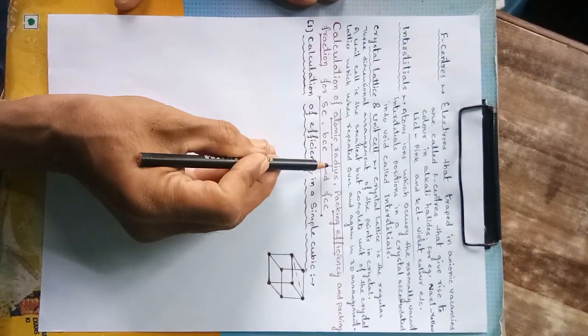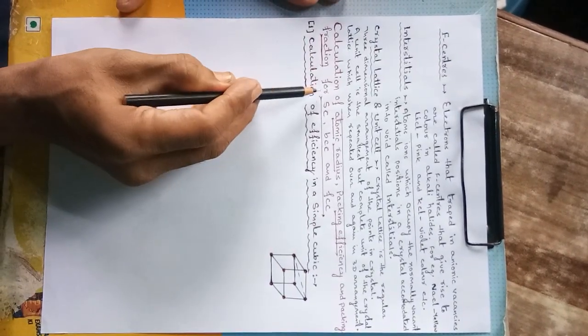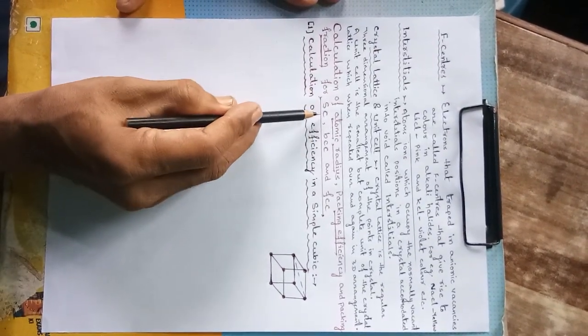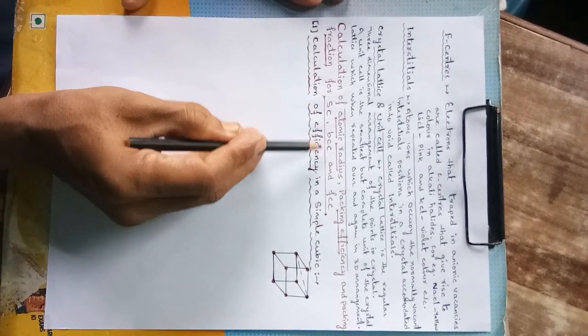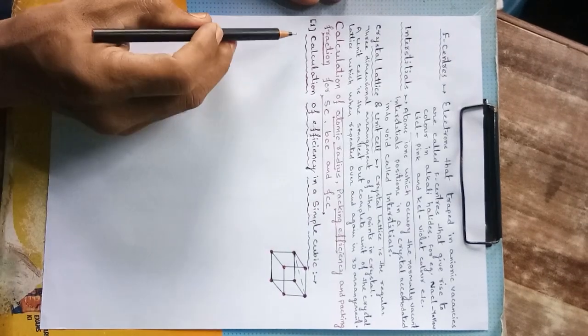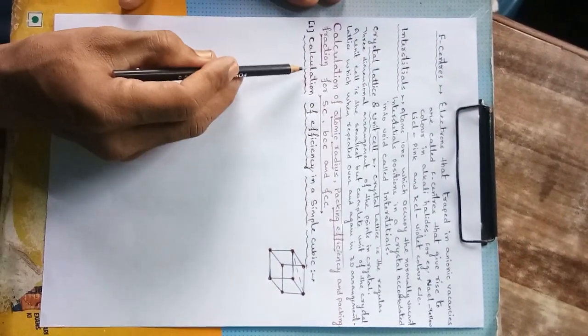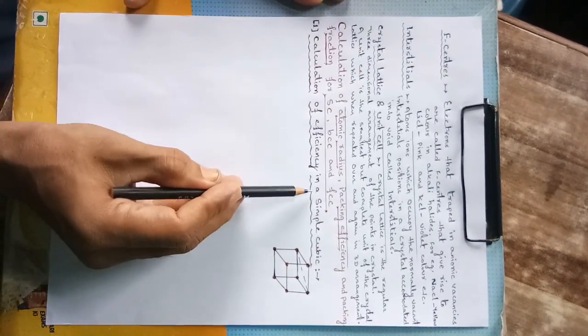This is your first video clip where I am going to explain the calculations of atomic radius, packing efficiency and packing fraction for simple cubic, that is SC, body centered cubic, that is BCC, and FCC, that is face centered cubic. Today the first one is calculation of efficiency in a simple cubic.